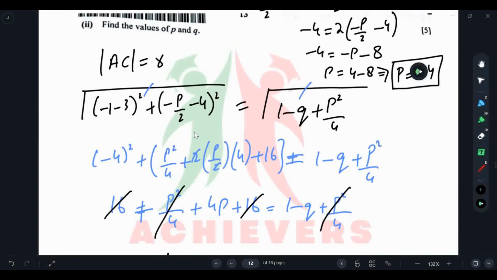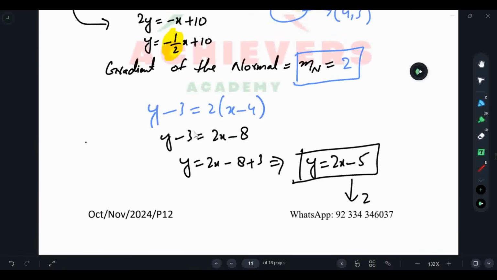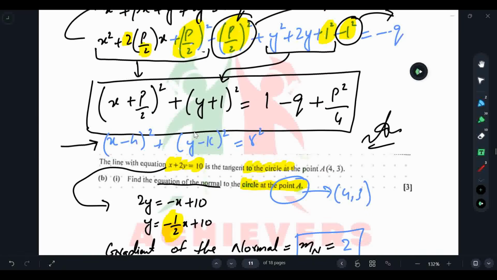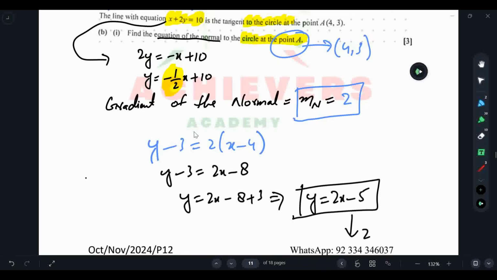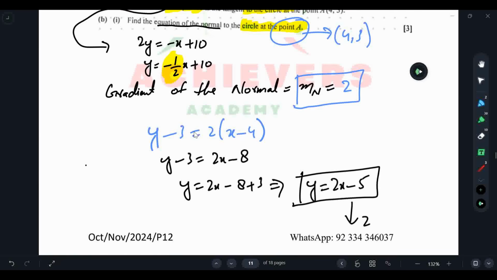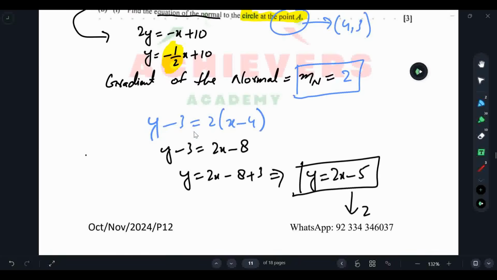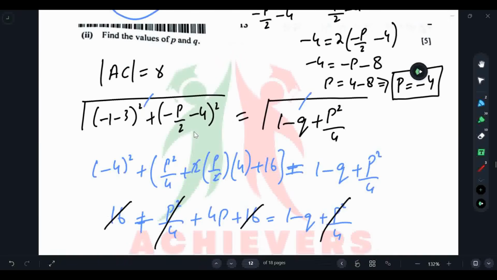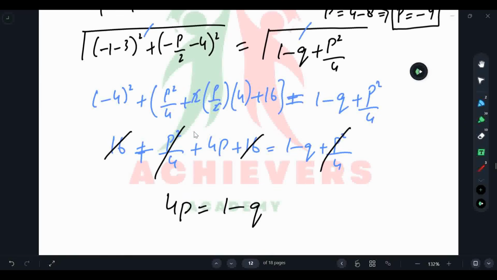I think, is there any mistake? 1 minus q, p square by 4. This one is p square by 4. Yes, it's p square by 4. Okay.